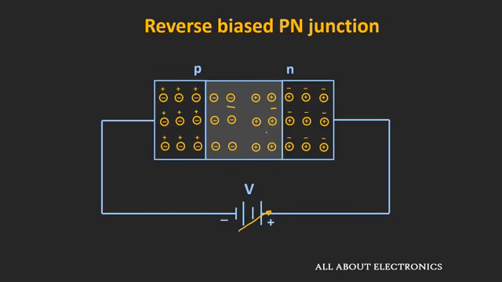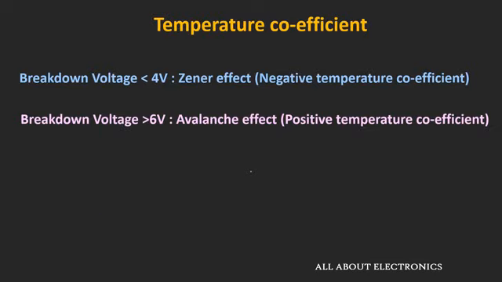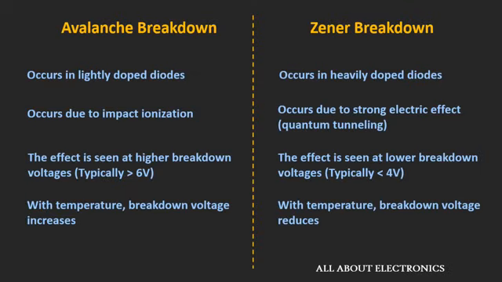So due to that, the electrons will not be able to gain sufficient kinetic energy. And due to that, they will require a higher electric field. Or in other words, they require more external voltage. So we can say that in case of an avalanche breakdown effect, as the temperature increases, the breakdown voltage will also increase. So this is all about the avalanche and the Zener breakdown effect. And in summary, here is a list of differences between the avalanche and the Zener breakdown effect.